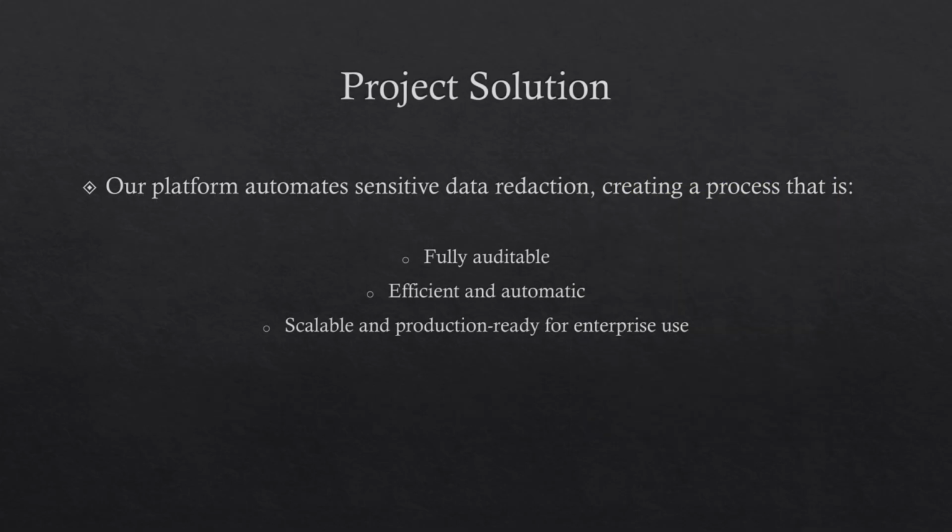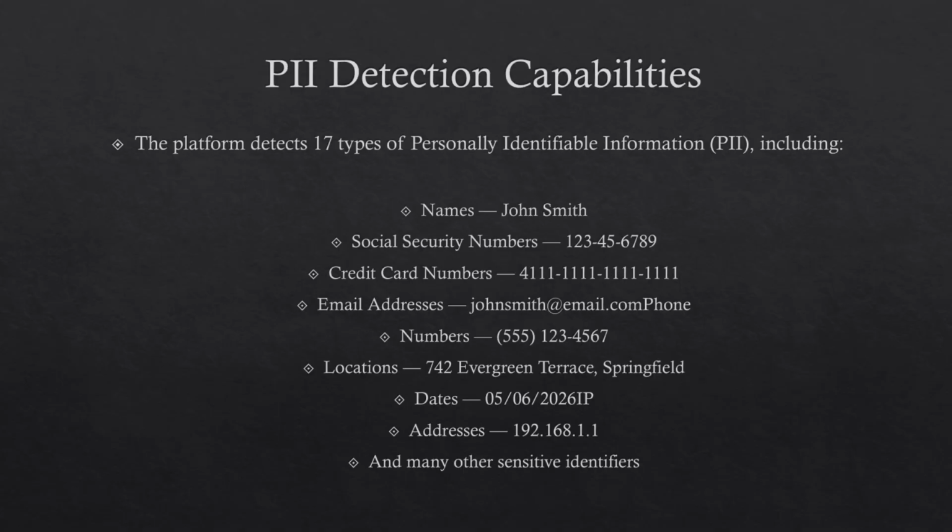We built a platform that seeks to solve this challenge and make this process automatic, auditable, and production ready for enterprise companies. In its current state, our system detects 17 types of PII: names, social security numbers, credit cards, emails, phone numbers, locations, dates, IPs, and more.